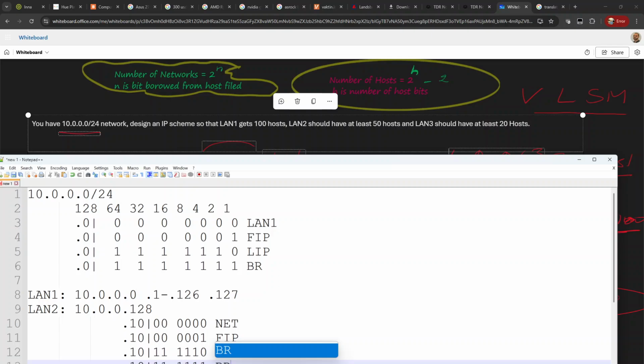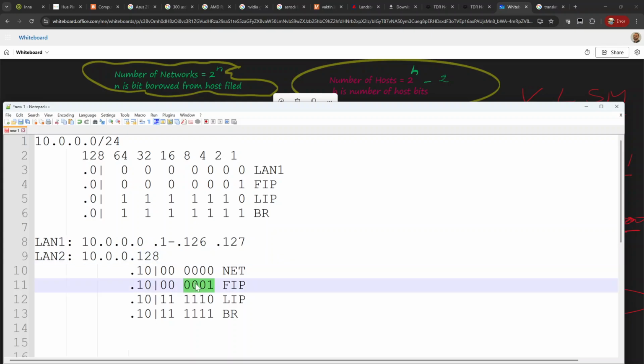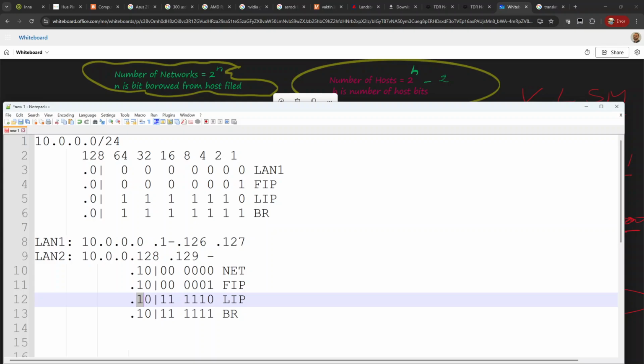And then let's write down LAN number 2. So LAN number 2 here, as you can see, the network is 128. So the first IP will be 128 plus 1, which is .129. And then the last usable IP is 128 plus those numbers here.